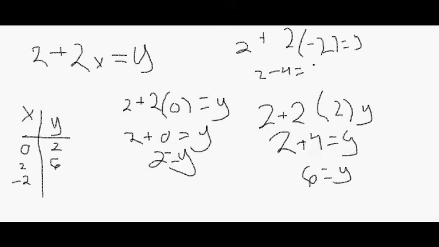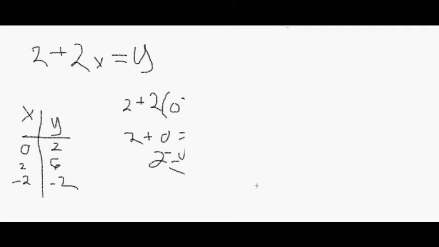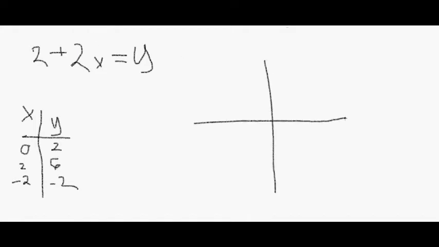Next we have 2 plus 2 times negative 2 equals y. So that's 2 minus 4 equals y. 2 minus 4 is negative 2 equals y. The answer is negative 2. Now we'll prepare to draw the graph.